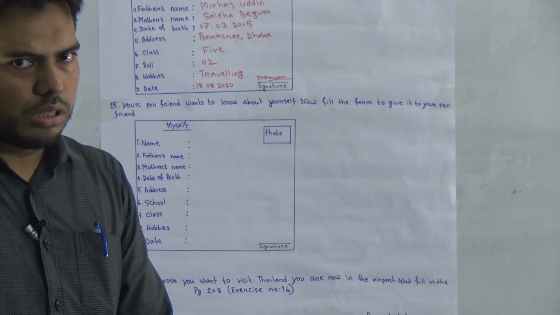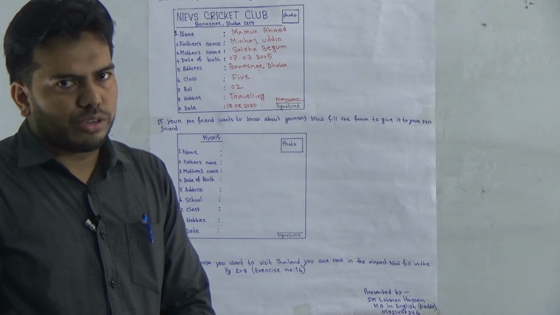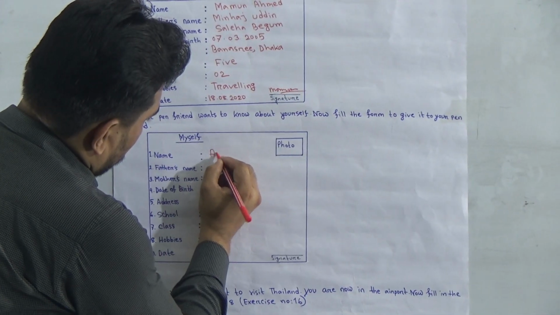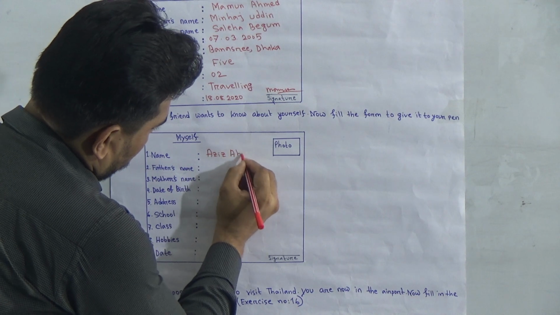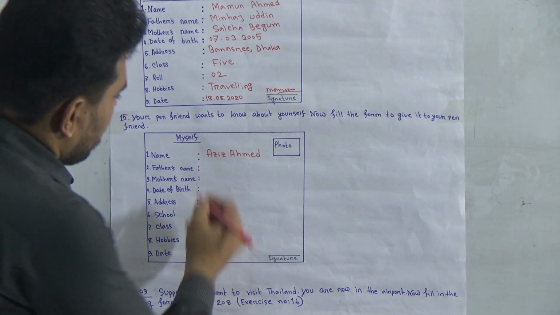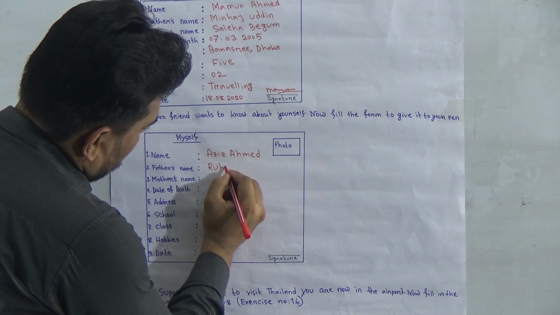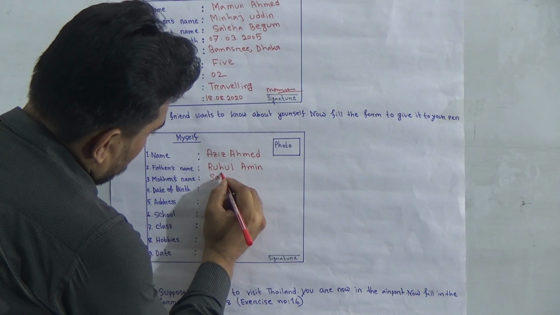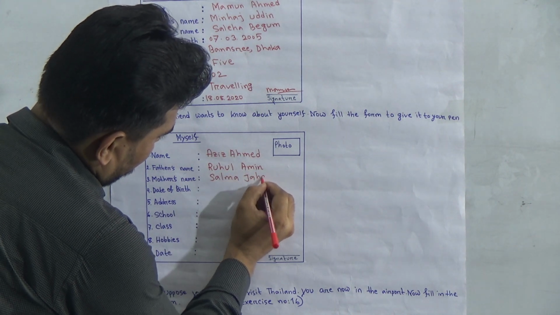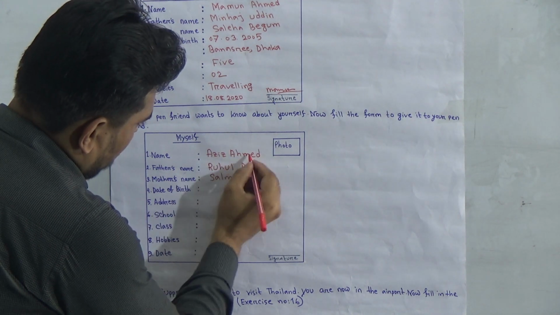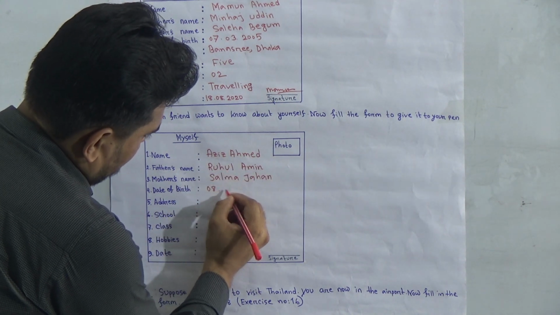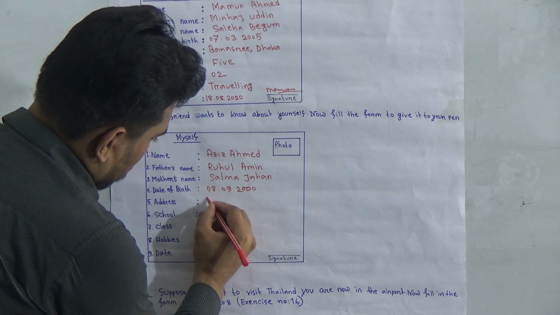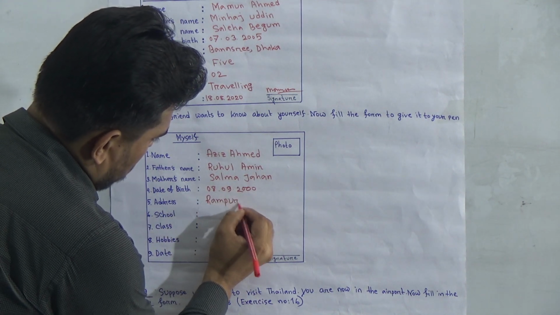Suppose you have a friend who lives abroad. He wants to take some information from you. Now you have to fill up. First, write name. Name is Aziz Ahmed. Second one, father's name. Father's name is Ruhul Amin. Mother's name is Salma Jahan. Then date of birth of Aziz Ahmed. Okay, next one is address. Right here, address: Rampura, Dhaka.